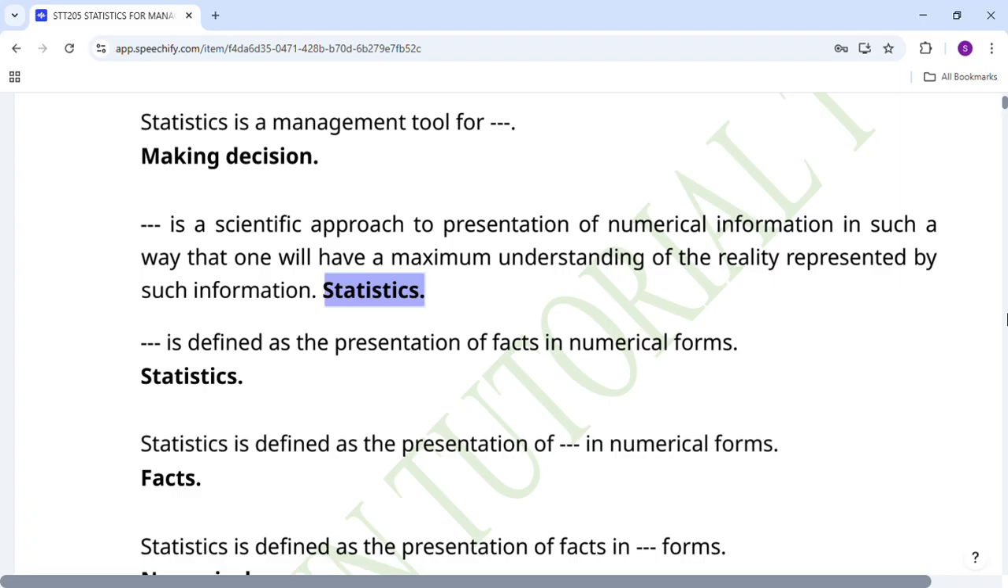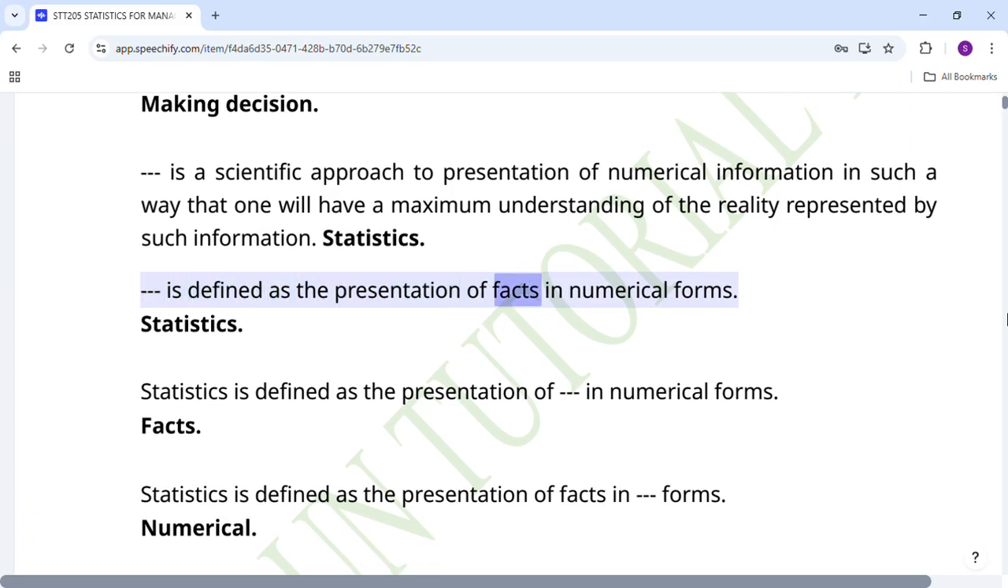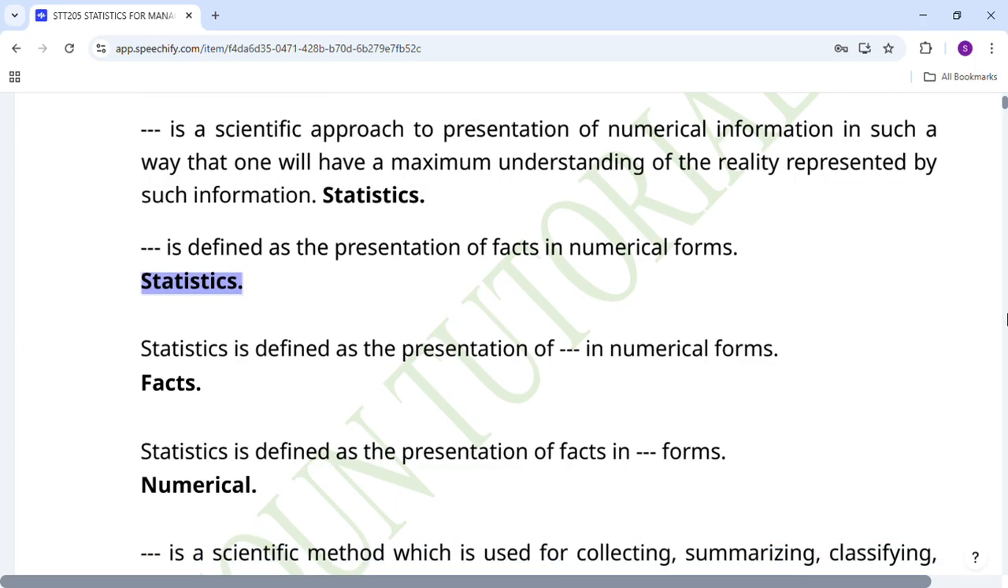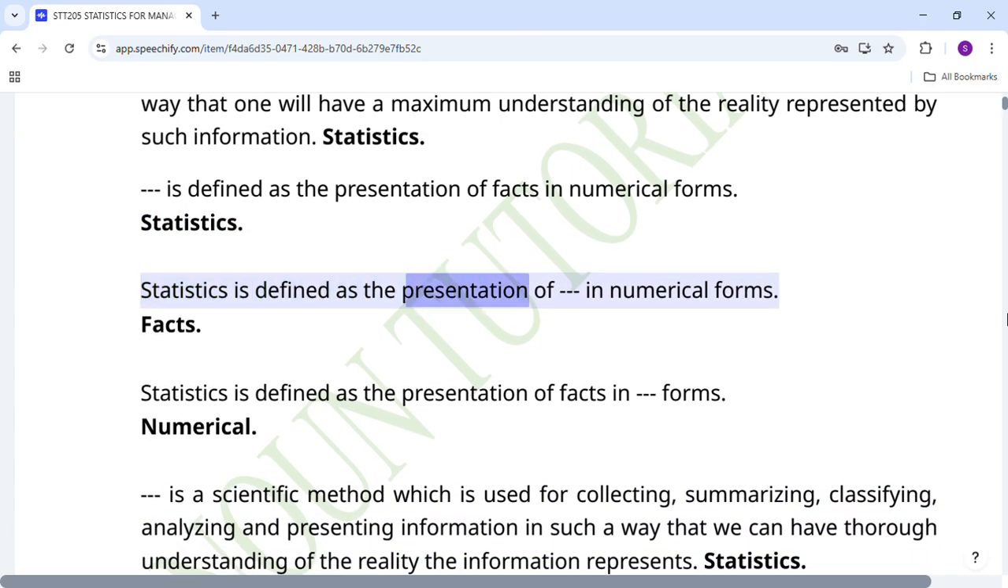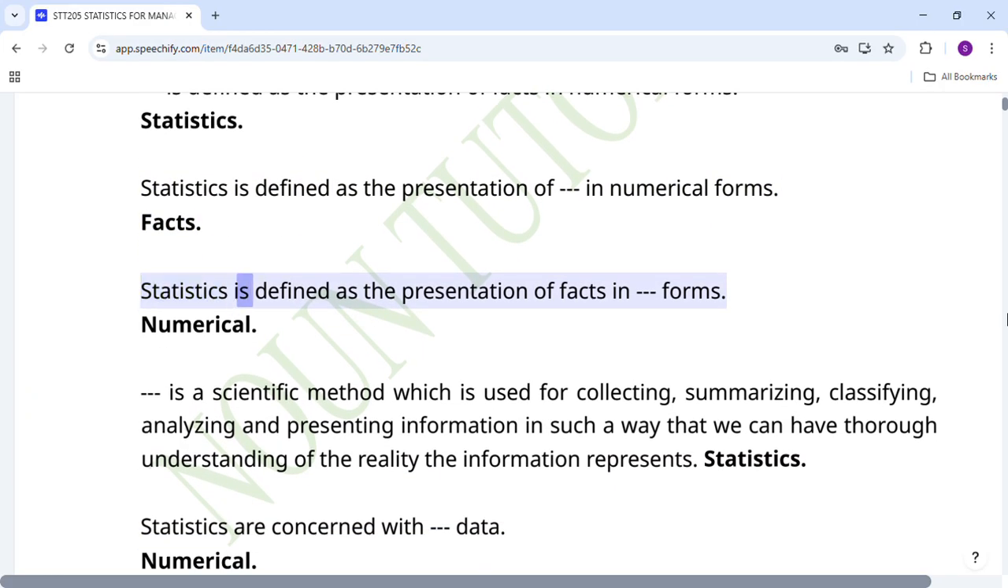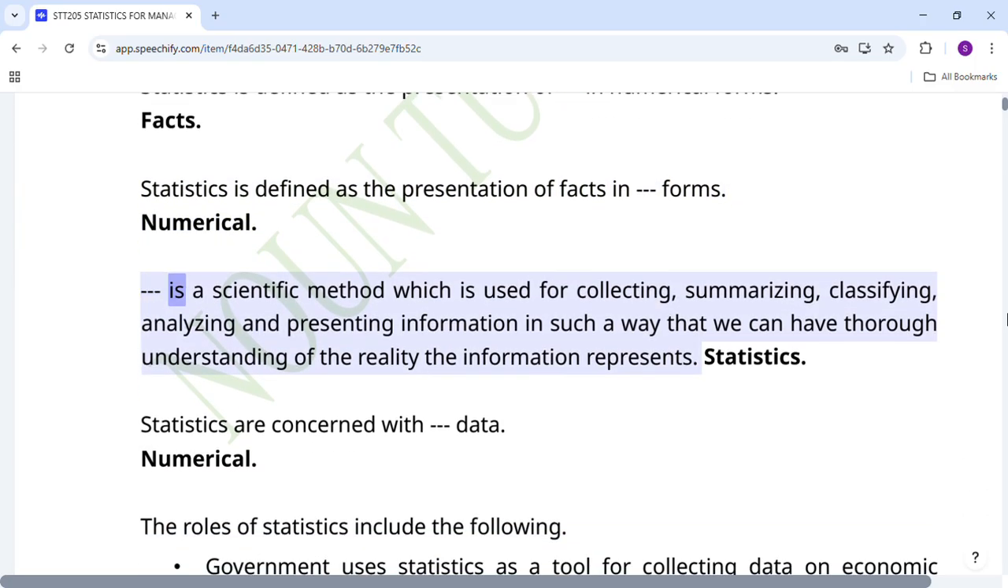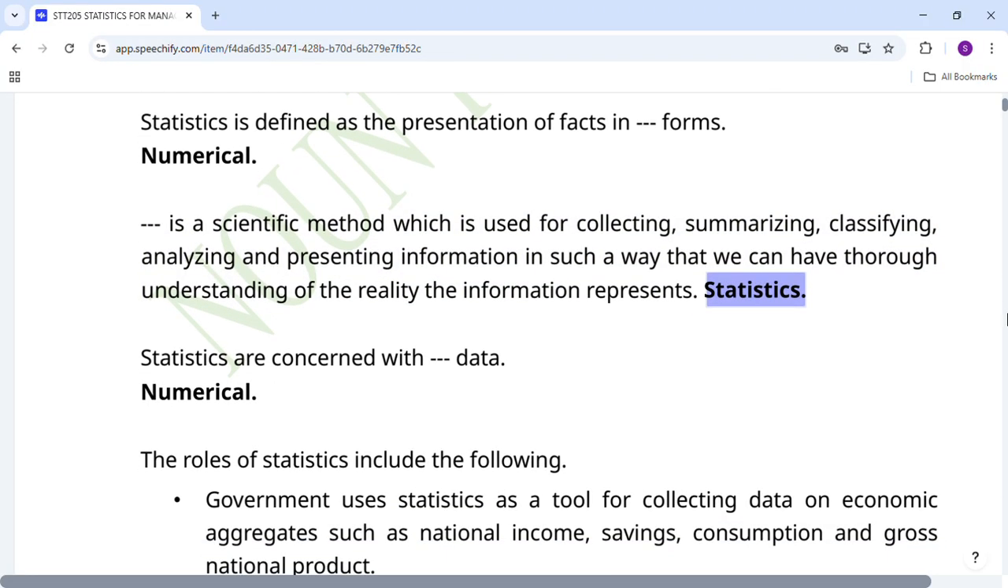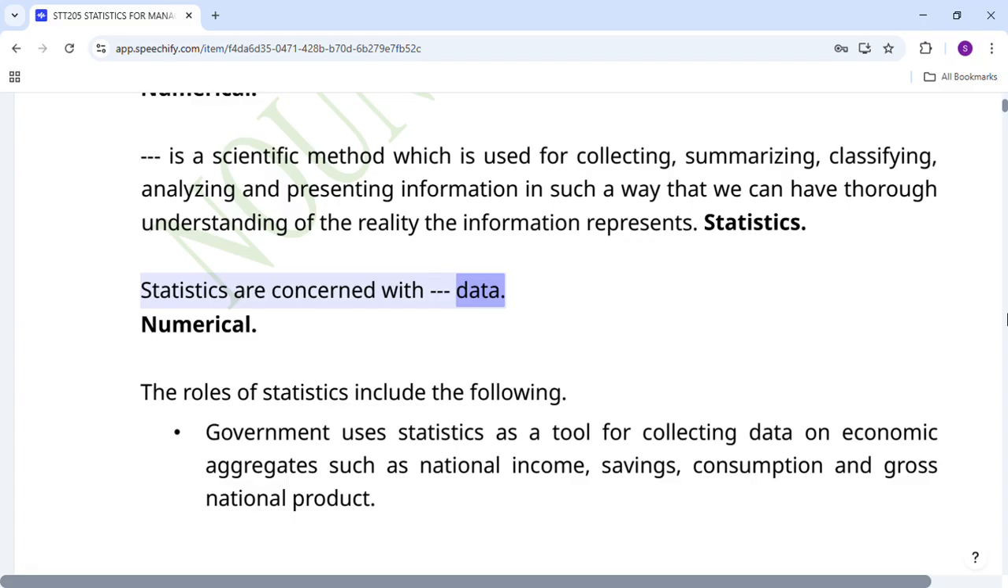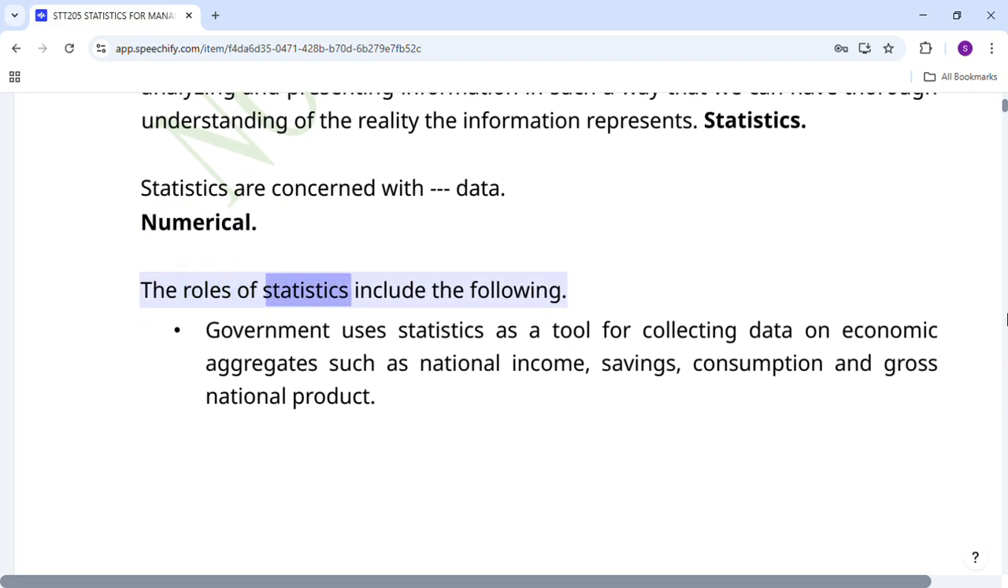Statistics is defined as the presentation of facts in numerical forms. Statistics is a scientific method which is used for collecting, summarizing, classifying, analyzing, and presenting information in such a way that we can have thorough understanding of the reality the information represents. Statistics are concerned with numerical data. The roles of statistics include the following.